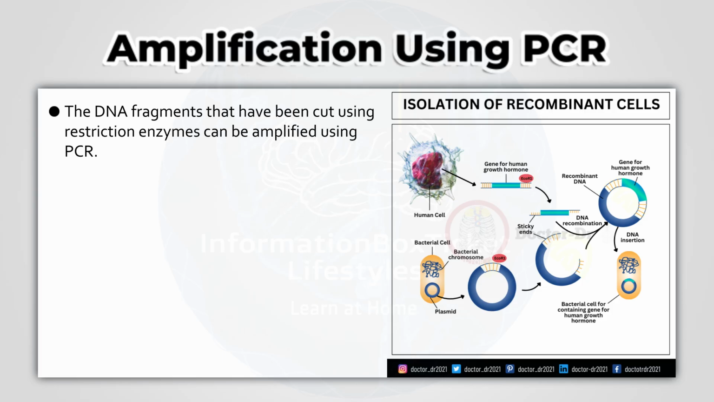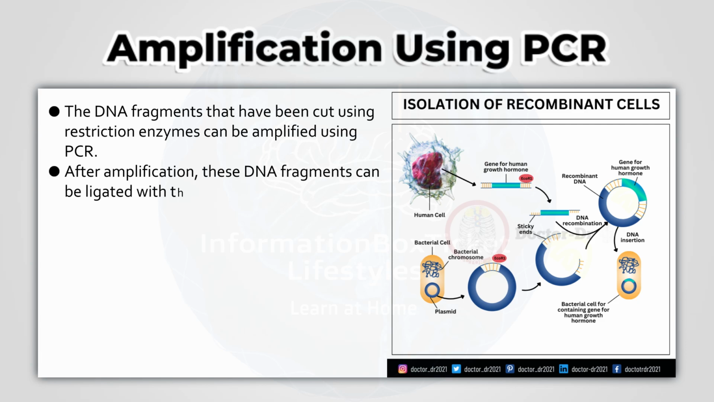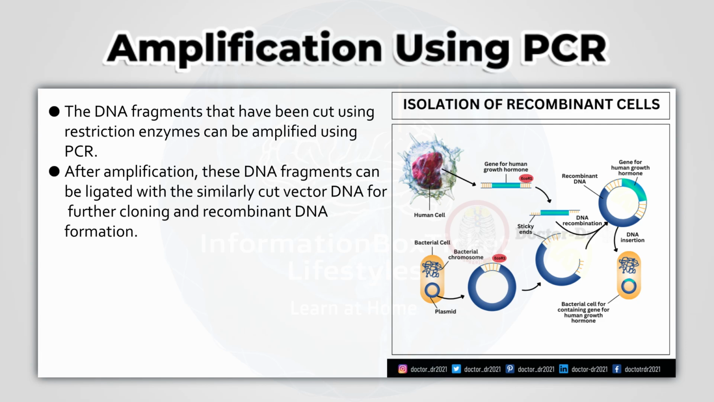The DNA fragments that have been cut using restriction enzymes can be amplified using PCR. After amplification, these DNA fragments can be ligated with the similarly cut vector DNA for further cloning and recombinant DNA formation.